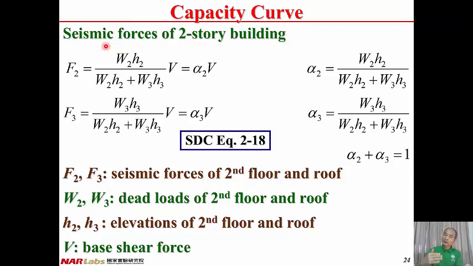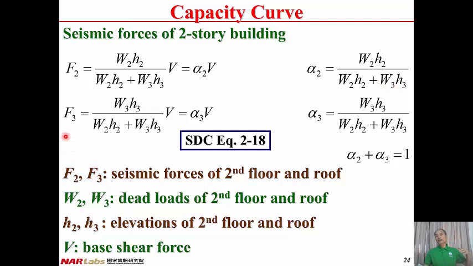And how about the distribution of the seismic forces? And F2 is proportional to the weight of the second floor and the elevation of the second floor. Therefore, F2 equal to W2 H2 divided by W2 H2 plus W3 H3 times V equal to alpha 2 V, and alpha 2 equal to W2 H2 divided by W2 H2 plus W3 H3.